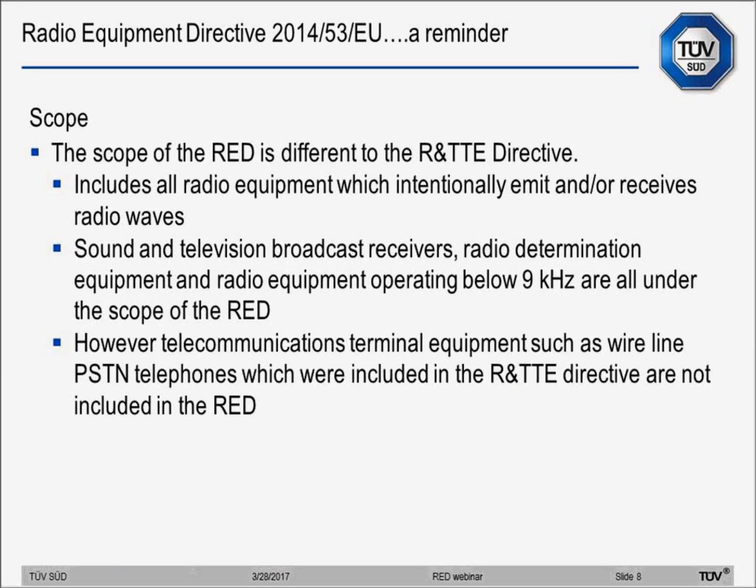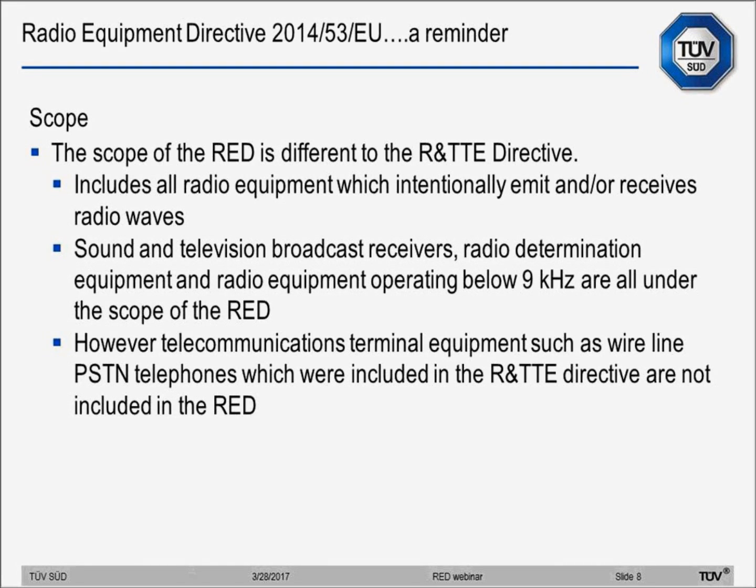The scope of the RED is different to the R&TTE Directive. The key difference between the two directives is that broadcast receivers, which were exempt from the R&TTE Directive, fall under the scope of the RED. Also, the frequency range of the RED is now anything below 3000 GHz. The R&TTE Directive started at 9 kHz. The RED includes all radio equipment which intentionally emit and/or receives radio waves for radio determination or radio communication.